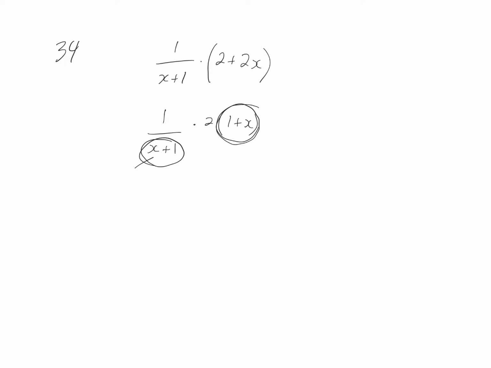Question 34 says if x does not equal 1, what is the value of 1 over x plus 1 times 2 plus 2x? You should immediately notice that 2 plus 2x can be factored. So if I factor 2 plus 2x, I get 2 parenthesis 1 plus x. I still have my 1 over x plus 1. Now 1 plus x is the same as x plus 1, so these cancel, leaving me with 2 times 1, which is 2. So the answer is 2.